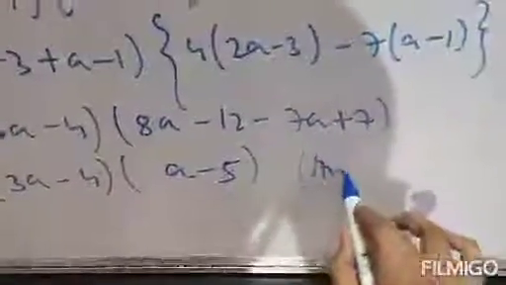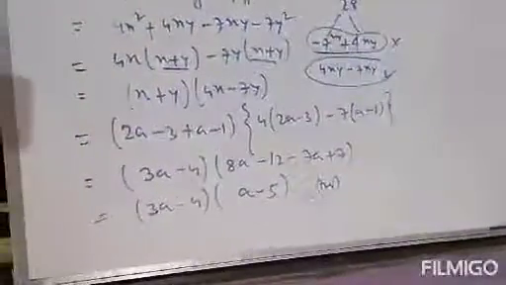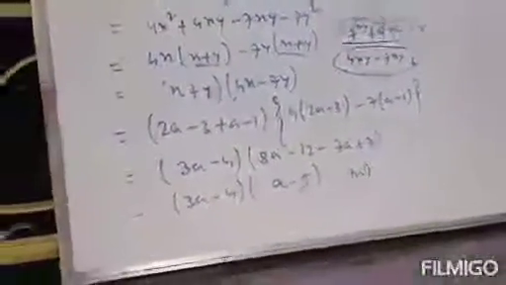So this is the final answer, (3a - 4)(a - 5), because 8a - 7a is only a, not -a. So (3a - 4)(a - 5) is the final answer of this question. This is question number 17.